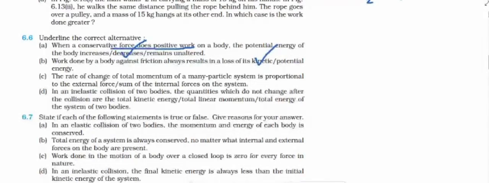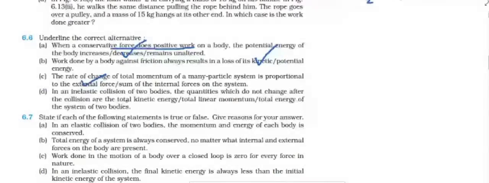Then next, the rate of change of total momentum of a many-particle system is proportional to external force. This is just the second law of motion. That's all. Then part D: in an elastic collision of two bodies, which quantities do not change after the collision, that is, remain conserved? That is the question, and you have studied it already. It is total linear momentum and total energy.